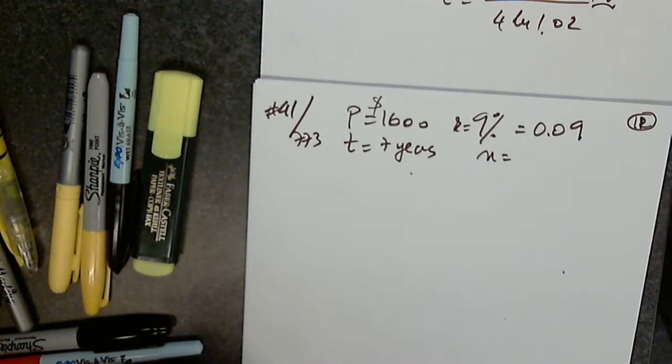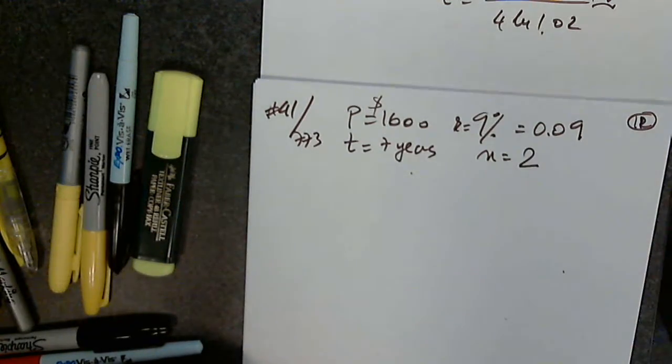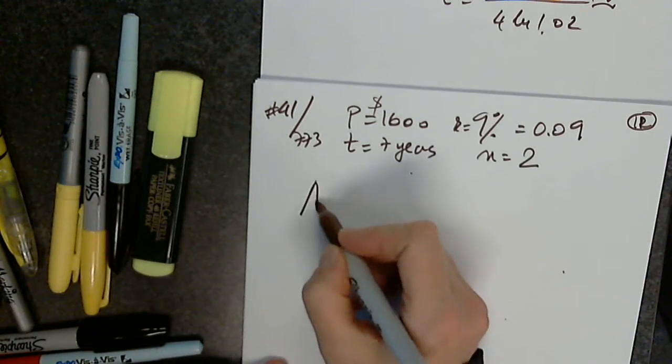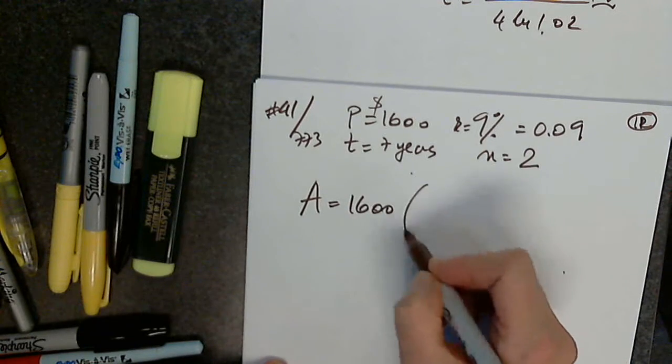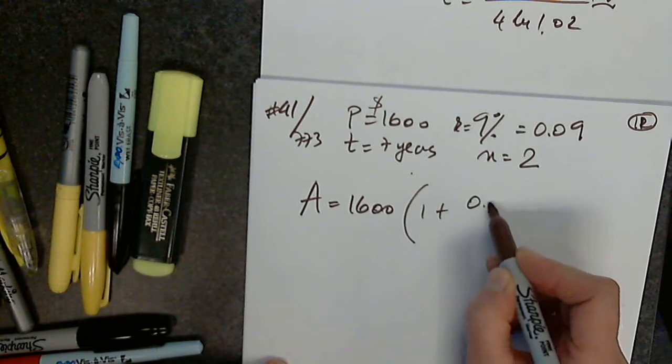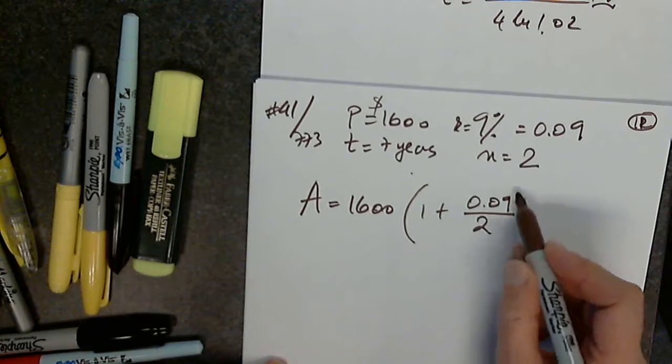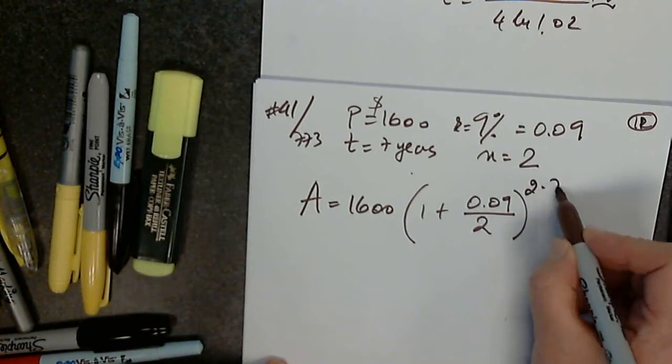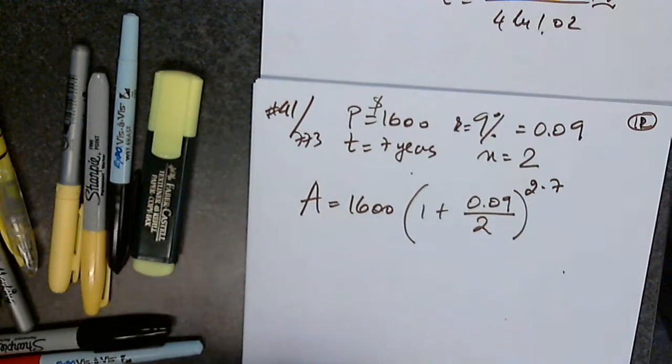Semi-annually. How many halves are in a whole? 2. So then I know A equals 1,600 in parentheses, 1 plus 0.09 divided by 2, raised to 2 times 7, which is 14. This we know how to do in this class. Sorry about that. Sorry about the confusion.